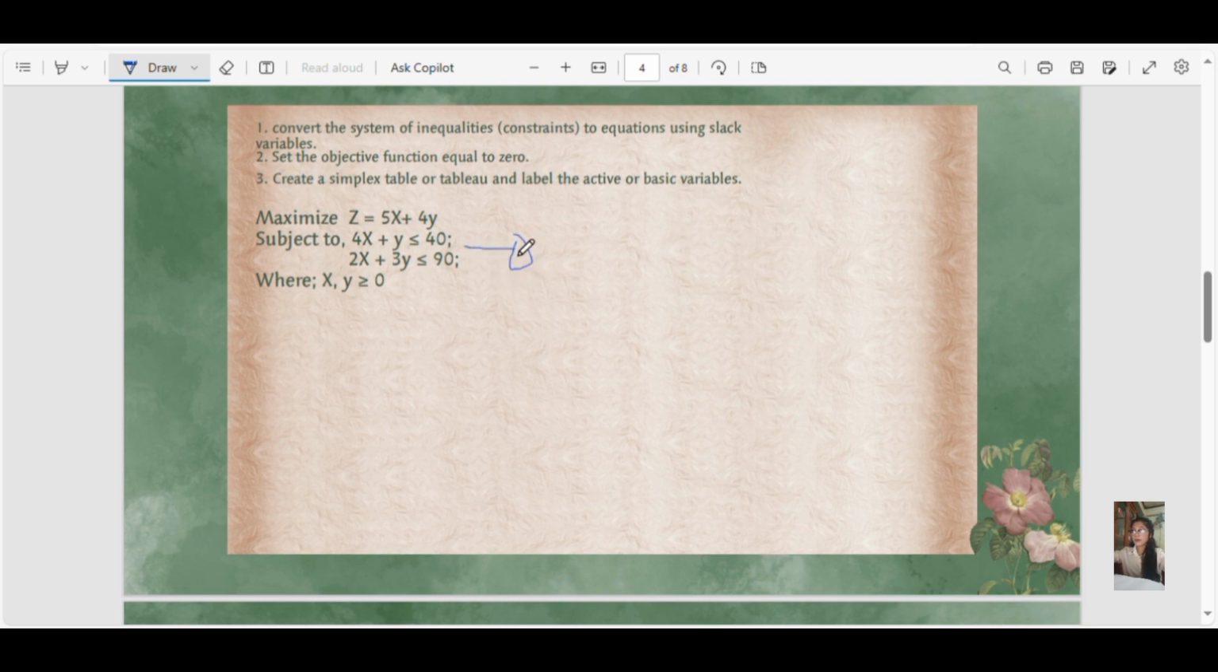Okay, so here are the problems, and those are the 3 procedures that we're going to apply first. So the first thing to do is to convert the inequalities into equations. Okay, that is 4x and y, and by adding the slack variables, and the 4 equals to 40 to make that equations instead of inequalities, and that 2x plus 3y plus w.